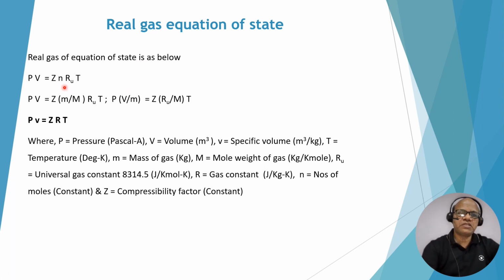The real gas equation of state is PV = ZnRT. On simplification, we can write Pv = ZRT, with small v. This is the most important equation. This can be used for derivation purposes. What does Pv = ZRT stand for? Z is the compressibility factor.